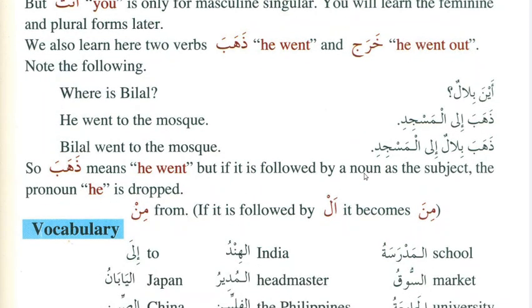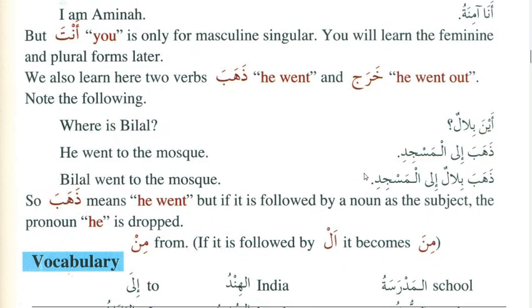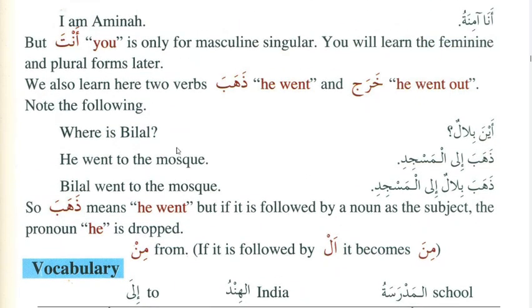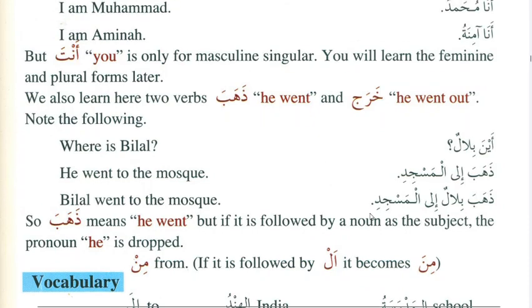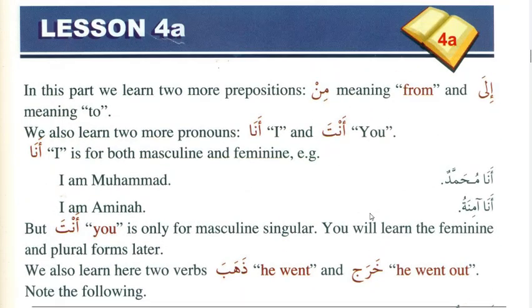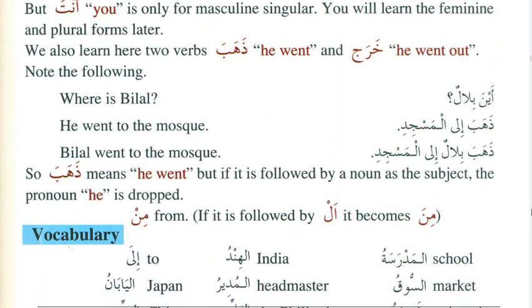So nothing else about the grammar here except one thing. In the case of fi, you remember the ya madda becomes silent when it is followed by a word starting with alif lam. In the case of min, this noon sakin will become noon fatha in pronunciation when it is followed by a word starting with alif lam, like minal bayti, minal madrasati, minal masjidi.